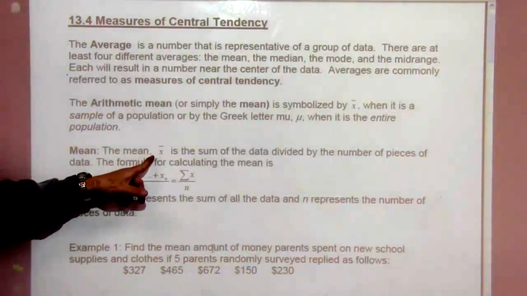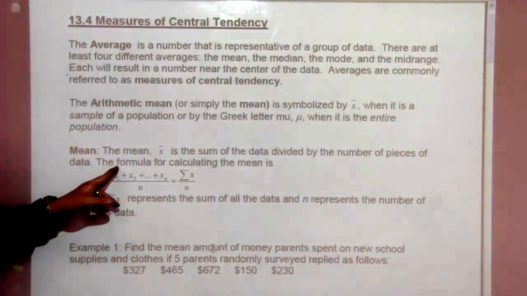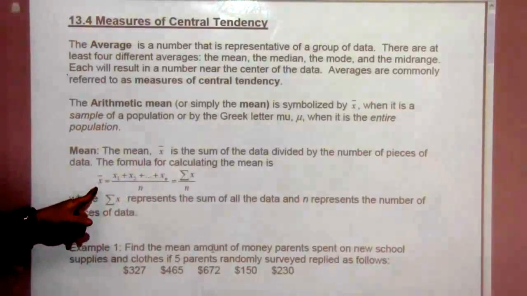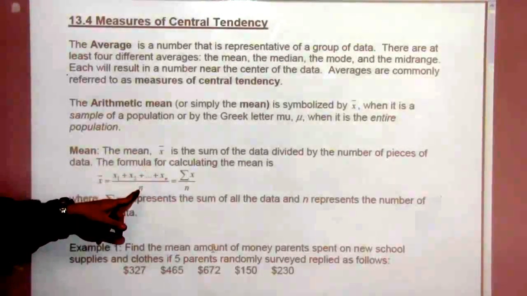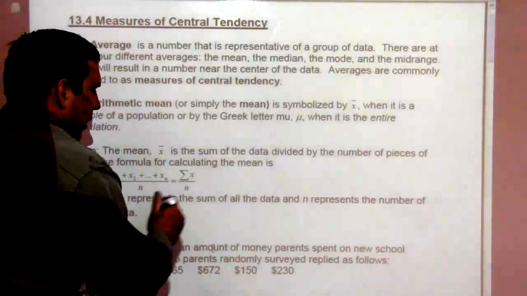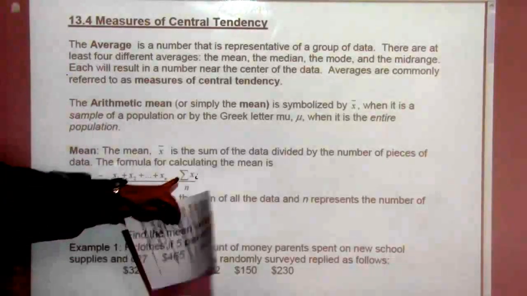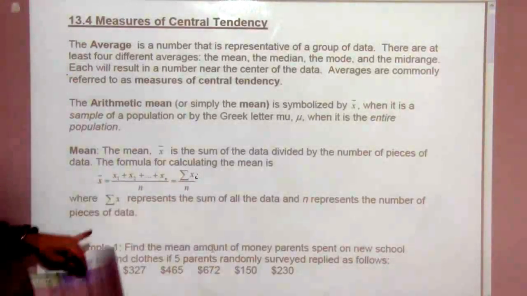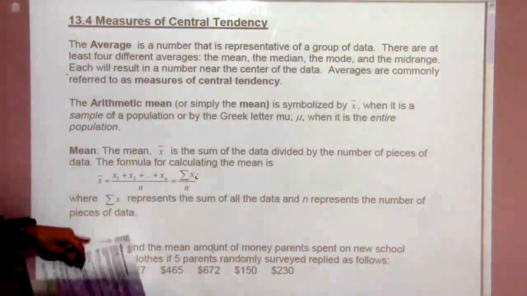So the mean, X bar, is the sum of the data divided by the number of pieces of data. The formula for calculating the mean is X bar equals X1 plus X2 plus dot dot dot plus Xn, over N. That would be the sum of X sub i over N, where the sum represents the sum of all the data and N represents the number of pieces of data.